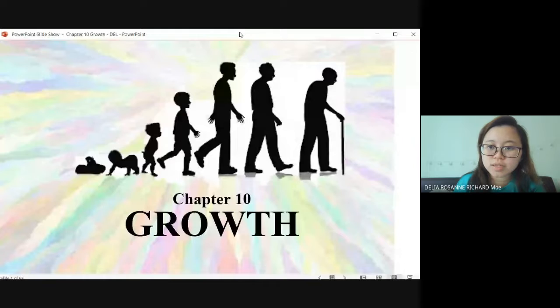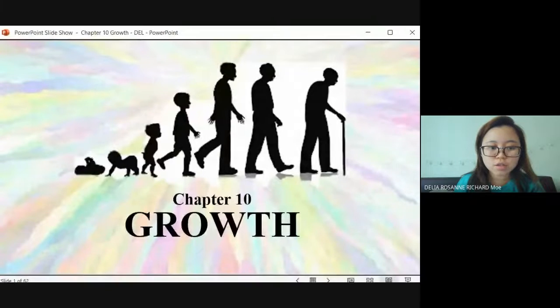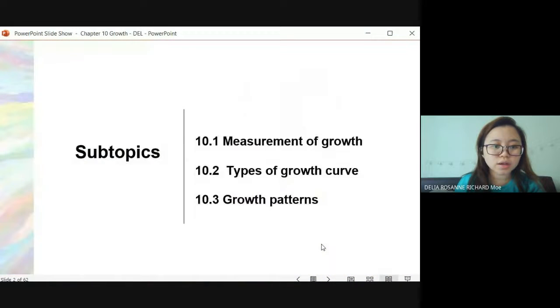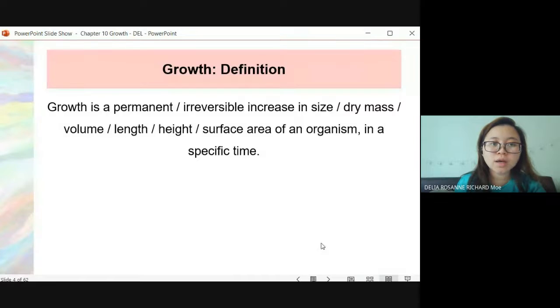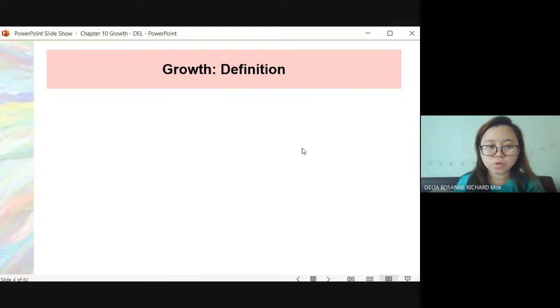Okay, so this is the slide that I sent to you for your lesson. Okay, so this is for chapter 10, growth. Ada 3 subtopik. Dalam subtopik pertama, measurement of growth, kita mula dengan definisi untuk growth.